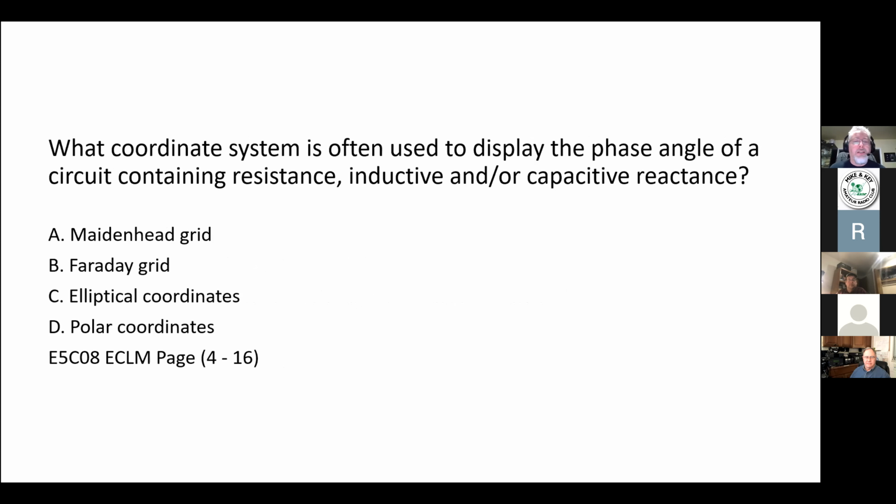What coordinate system is often used to display the phase angle of a circuit containing resistance, inductive, and/or capacitive reactance? A, Maidenhead grid. B, Faraday grid. C, Elliptical coordinates. Or D, polar coordinates. Delta is correct. It's either going to be the rectangular coordinates or the polar coordinates. Both will do that. In this case, polar is the only answer.